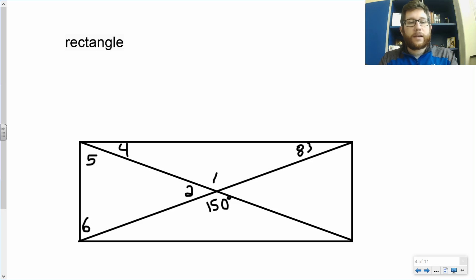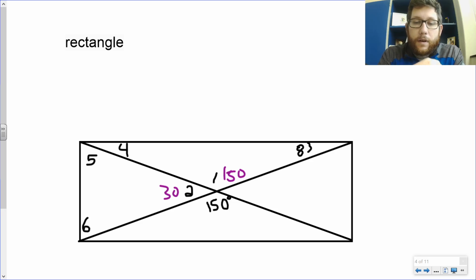And then let's look at rectangles. So look, guys, with rectangles, your diagonals aren't necessarily perpendicular. So if they are, then it's a square, okay? But in this case, they're clearly not perpendicular. So we've got to solve for some missing angles. So I've got 150 at the bottom, so this would be 150 up here because they're vertical. And then this over here would be 30 because they're supplementary, they're on the same line.